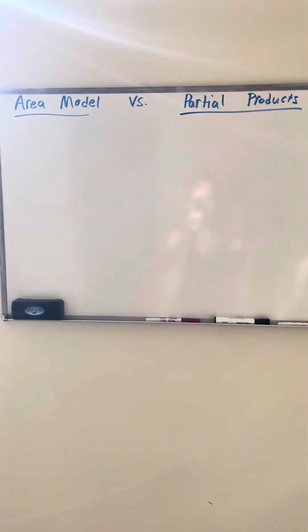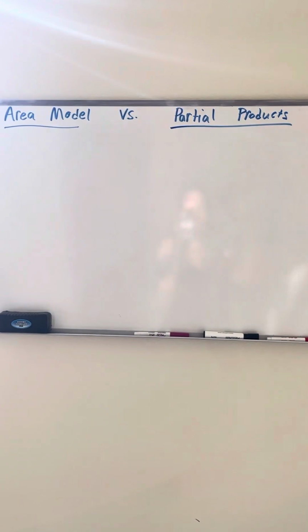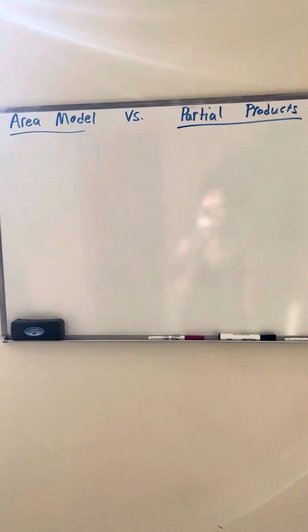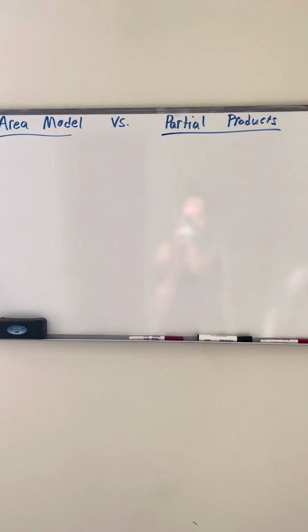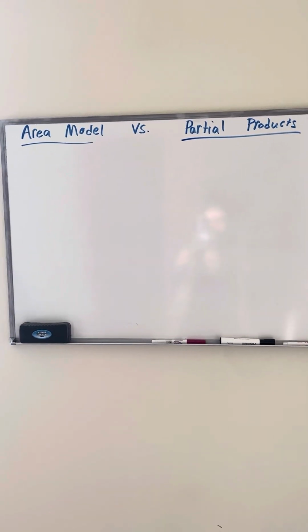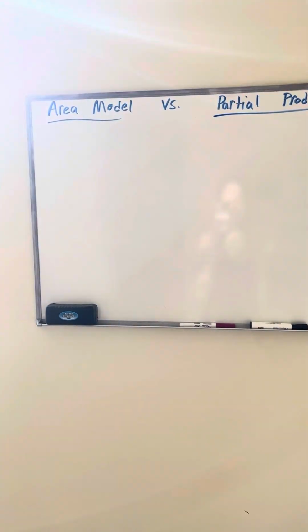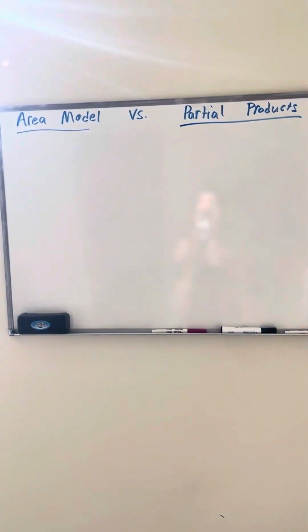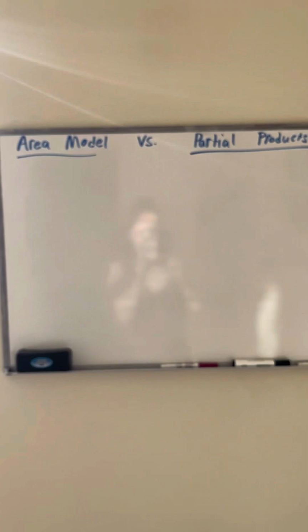Because as you've probably noticed, parents, in the homework for the last 2 weeks-ish, we have been doing double digit, triple digit, and quadruple digit multiplication times a single digit number. This week, we are going to be starting double digit times double digit, where we have 2 digits times another 2-digit number. But for today, we are just going to talk about the differences between area model and partial products.